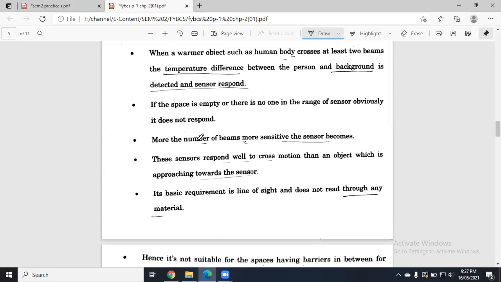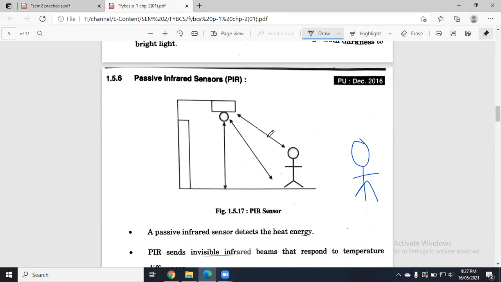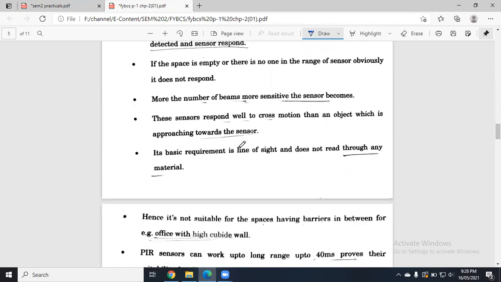After that, the more beams, the more sensitive the sensor becomes. Now, what is going to happen? Probably because of only two rays, there can be a chance of mistake. Okay, as multiple beams strike the person, it will reflect back to the sensor with the temperature change, correct? And if we have multiple temperature change readings, then we can say the accuracy of the sensor is very high. After that, the sensor responds well to cross motion, rather than to an object which is approaching towards the sensor.